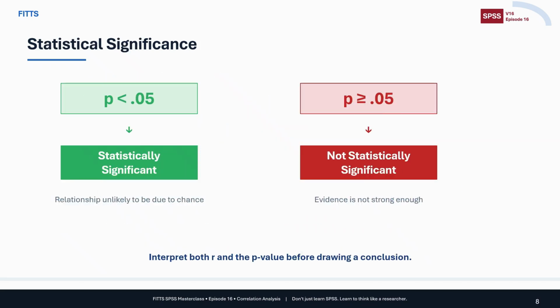The correlation coefficient tells us how strong the relationship is. The p-value tells us whether the relationship is statistically significant, and both pieces of information are needed before making a conclusion. Never interpret one without the other.